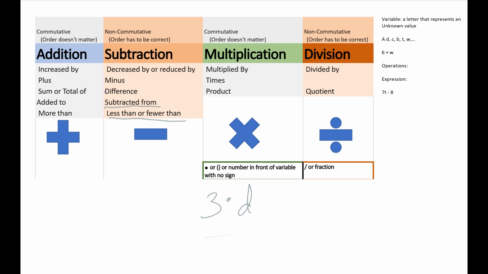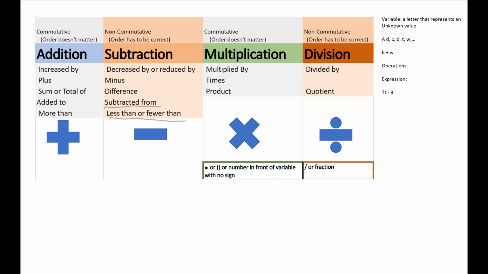Another option is you can use parentheses. A parentheses between 2 numbers or between a number and a variable always means multiplication. So I could do 3 times d like that. Or of course I could switch it.